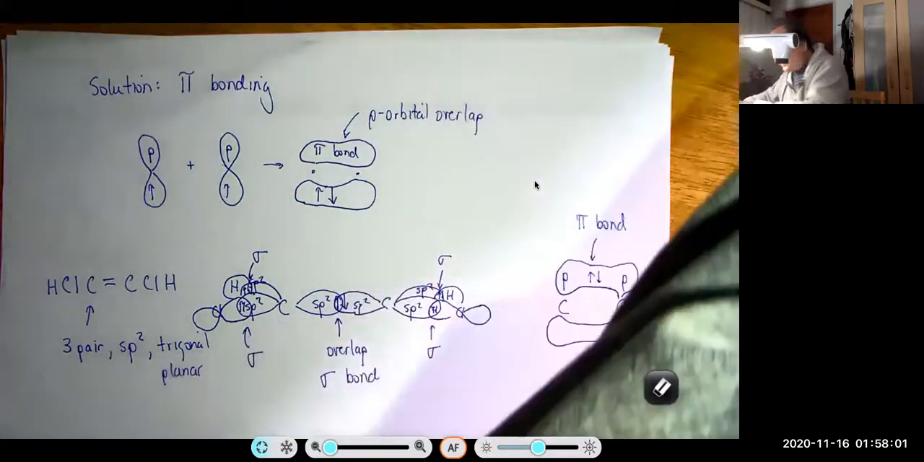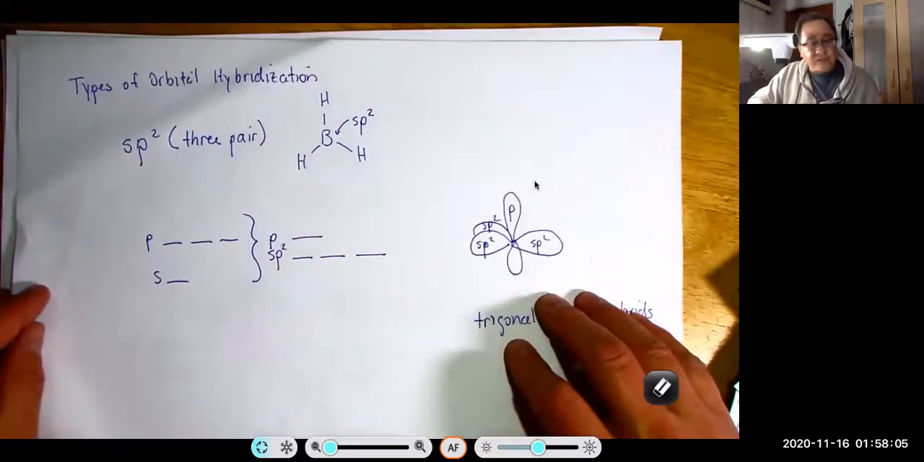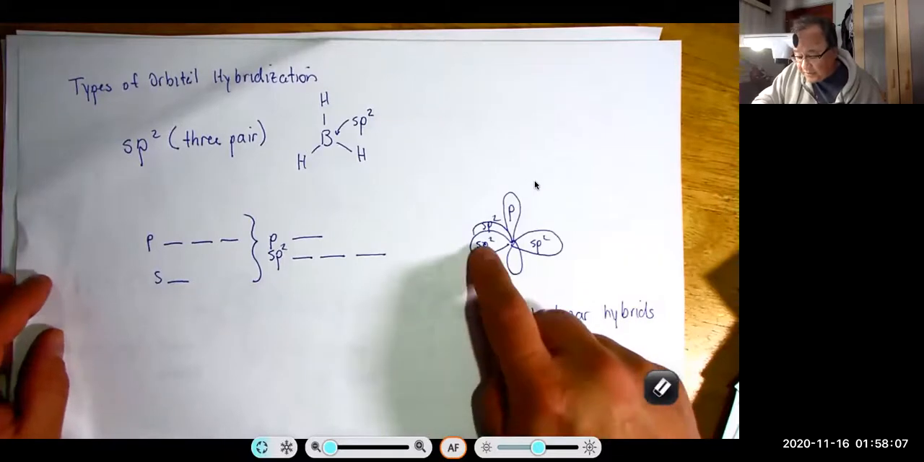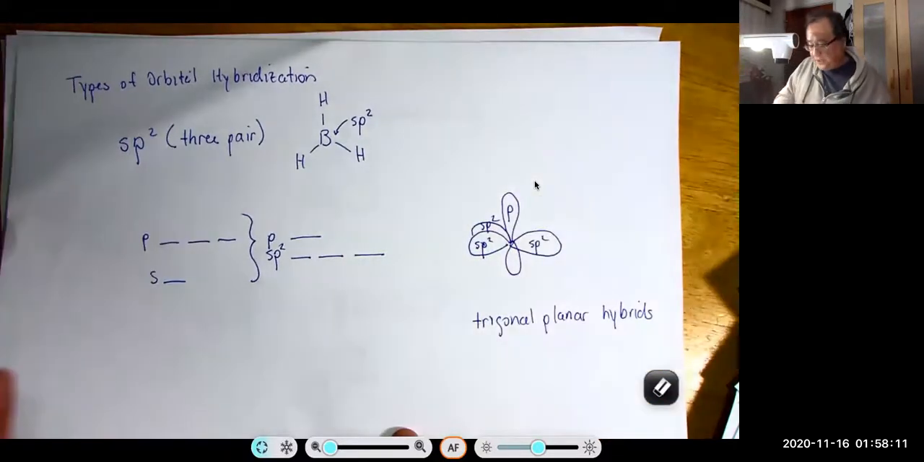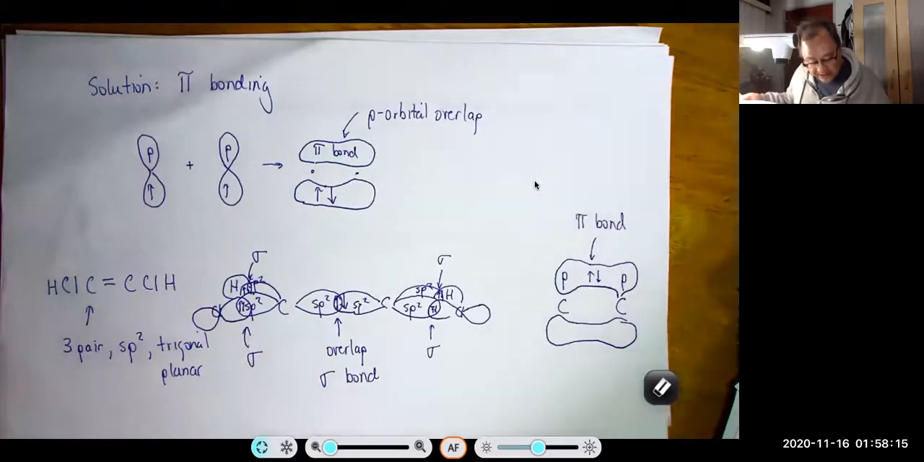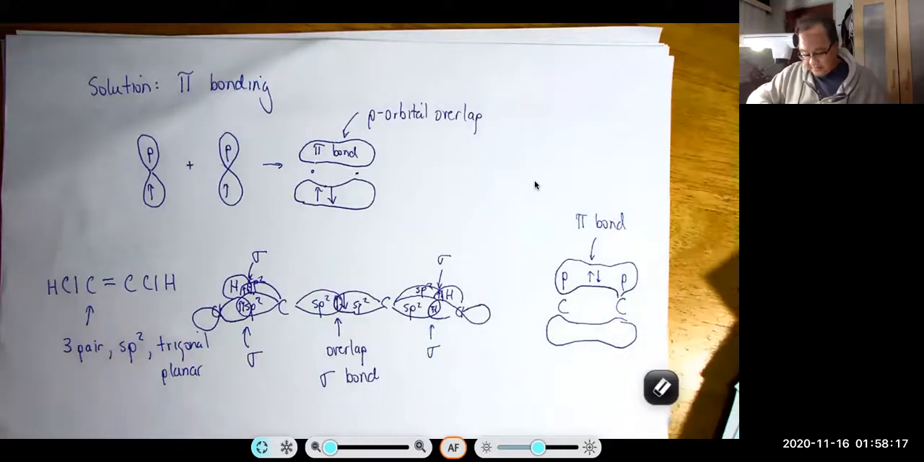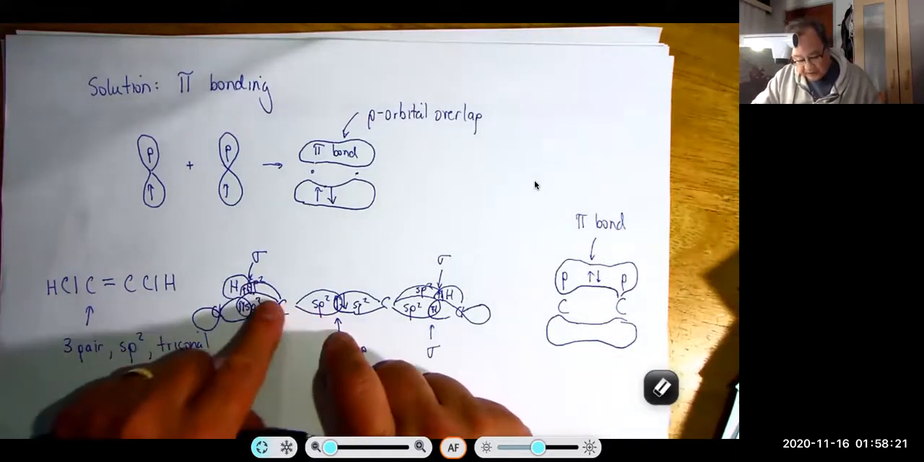And here it is. So here's the old sp2 hybridization. We have 3 sp2 hybrid orbitals and 1 unhybridized p. So this is what each of these carbons looks like. Here I'm showing the 3 that are trigonal planar.